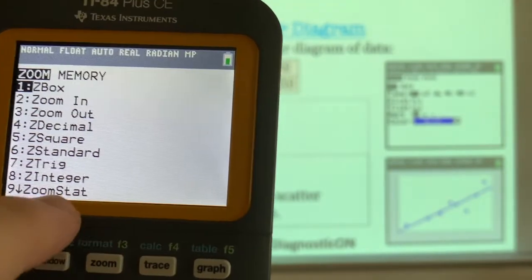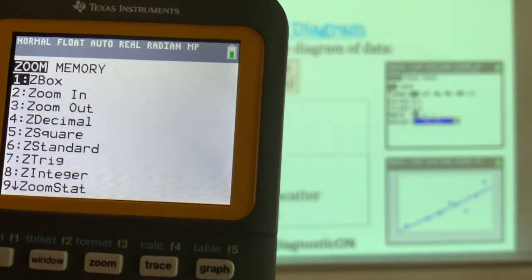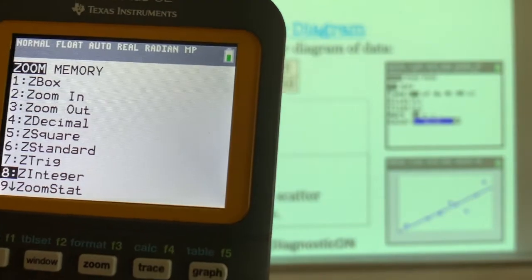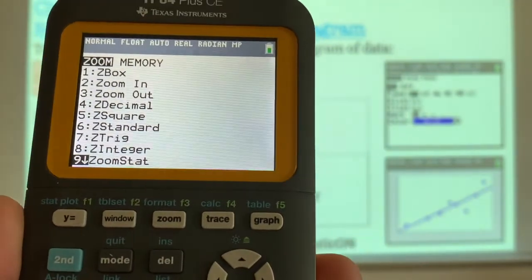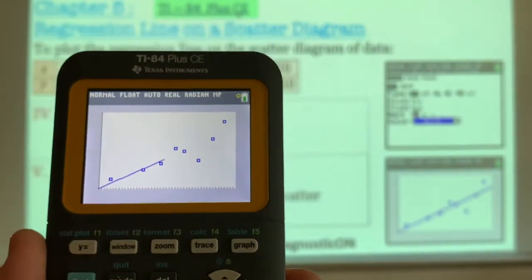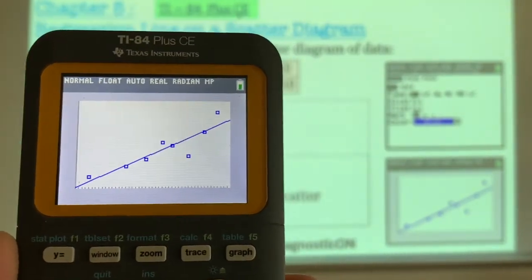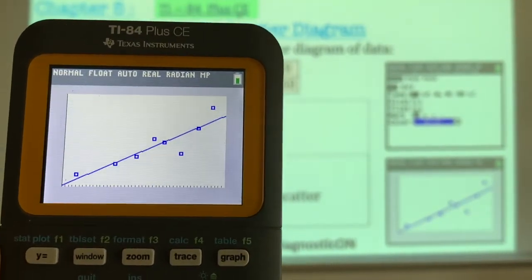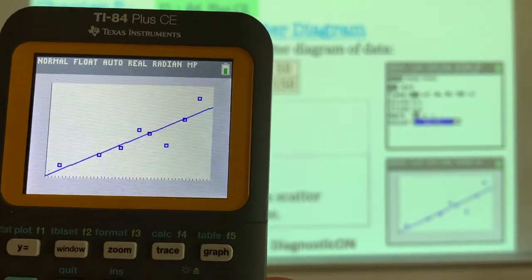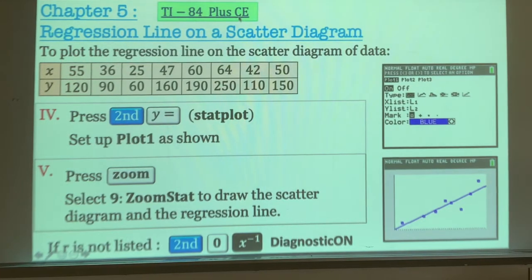You're going to select 9, zoom stat. So I go down to number 9, hit zoom stat, and there's my graph. And look at that, it put a little line between it. This is an excellent way for you guys to check to see, make sure your stat plots are correct.